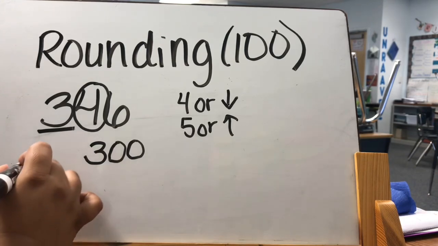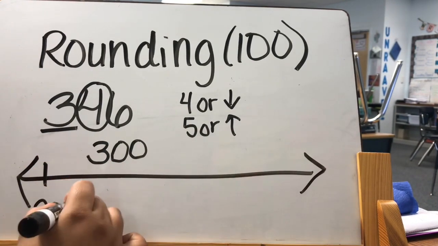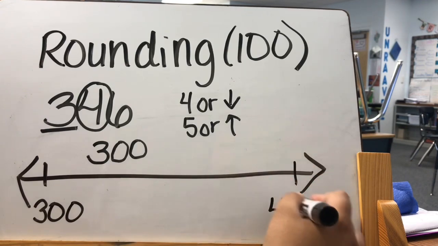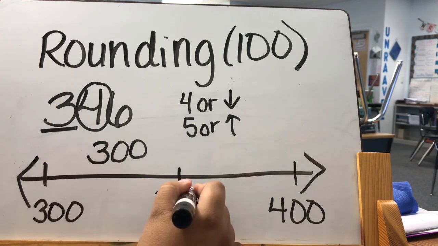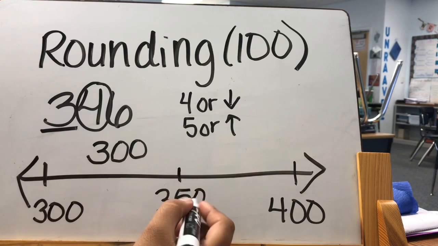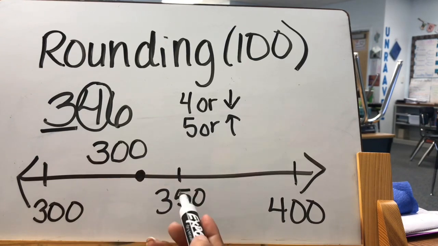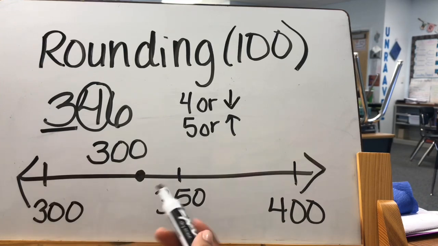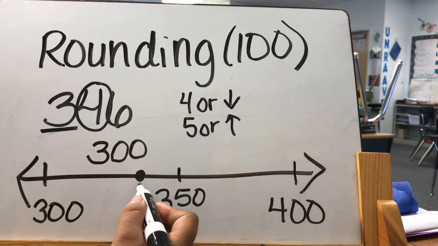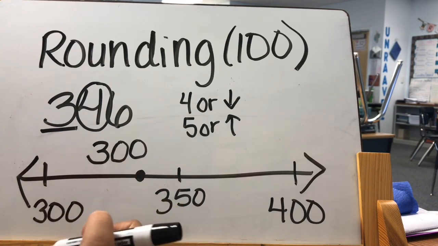And we know this because if we were to put it on a number line, our two closest hundreds would be 300 and 400. Our midpoint would be 350. I would make an estimate of where that 346 would land. If it's on the left side of the 350, then that means it would be closer to the 300. If it were on the right side, then it would be closer to 400. So in this case, we are correct. 346 would actually be closer to 300, which is why it rounds down to 300.